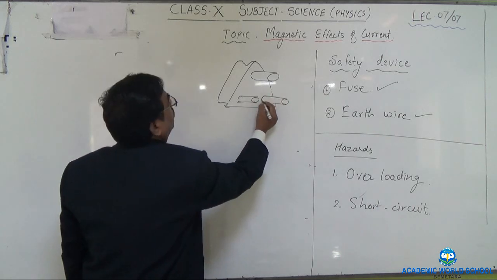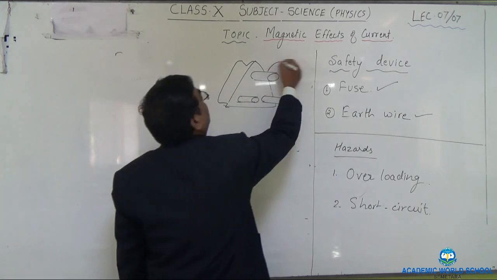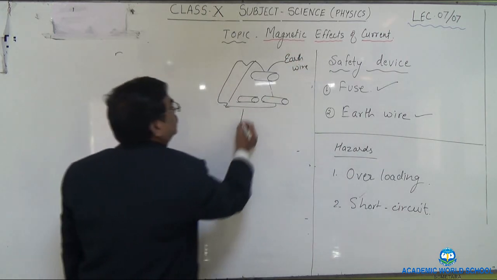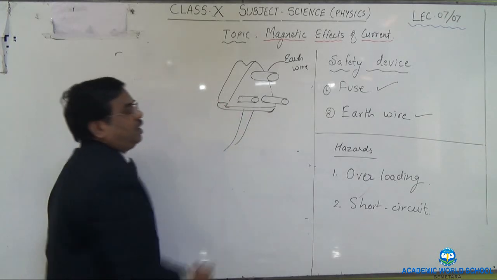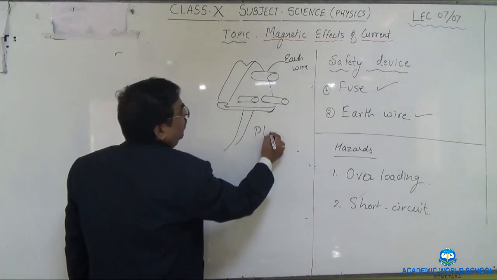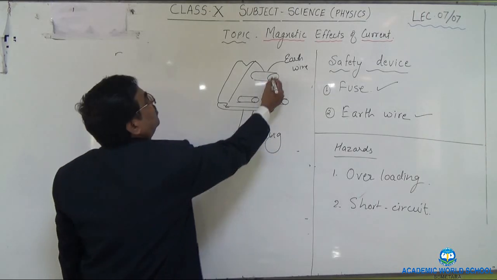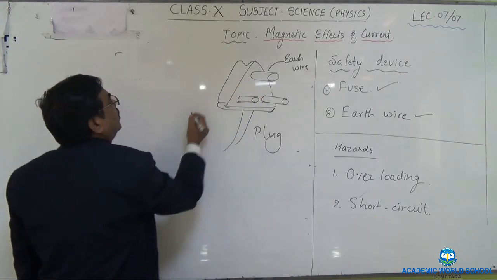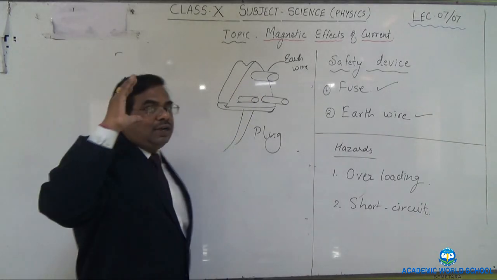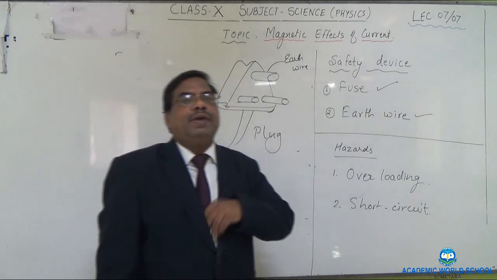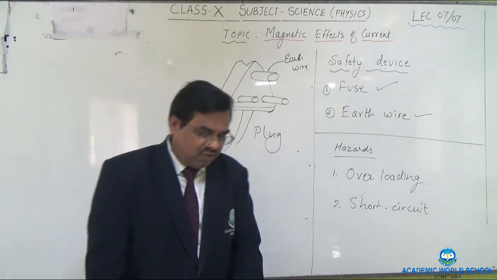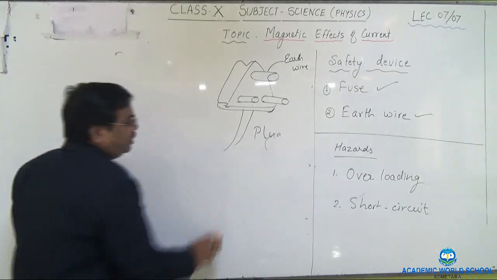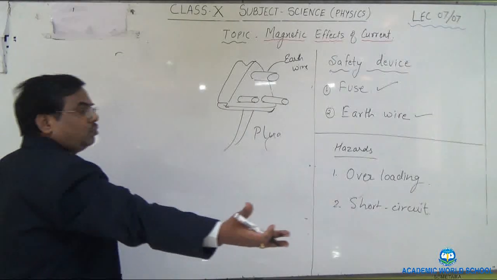So this third pin is for earth wire. In every plug you will find there is a third pin. This third pin is for earth wire. Actually the third pin takes the wire directly to the ground. Earth is the biggest sink of all charges. Whatever extra amount of charge you have, it can be easily dumped into the earth.